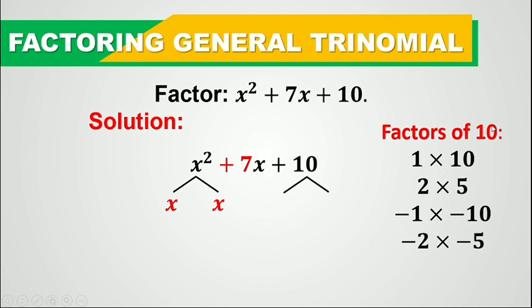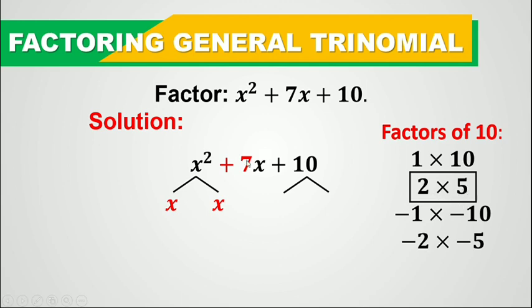1 times 10, 10. 2 times 5, 10. Negative 1 times negative 10, 10. Negative 2 times negative 5 is also 10. And we also included the negatives because negative times negative will still be equal to a positive integer, positive 10, right? And then, you have to look at these factors listed. Which of these factors, when you add them, the answer is 7? This one, 2 times 5, because 2 times 5 is 10, and 2 plus 5 is 7.